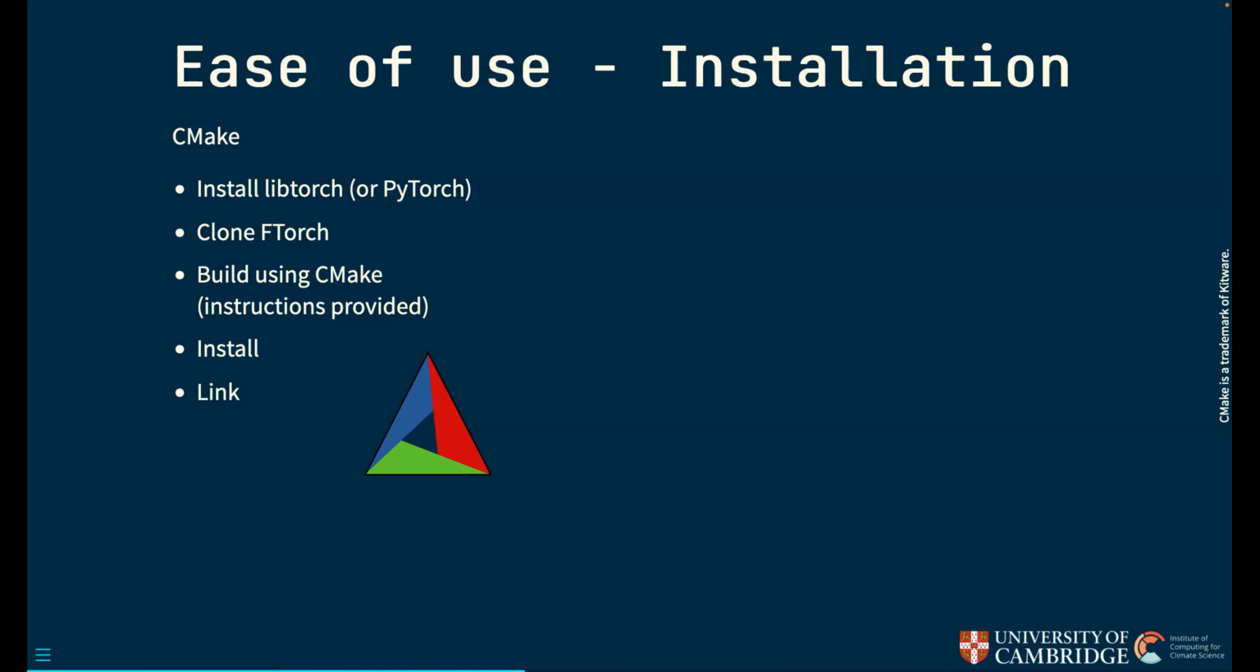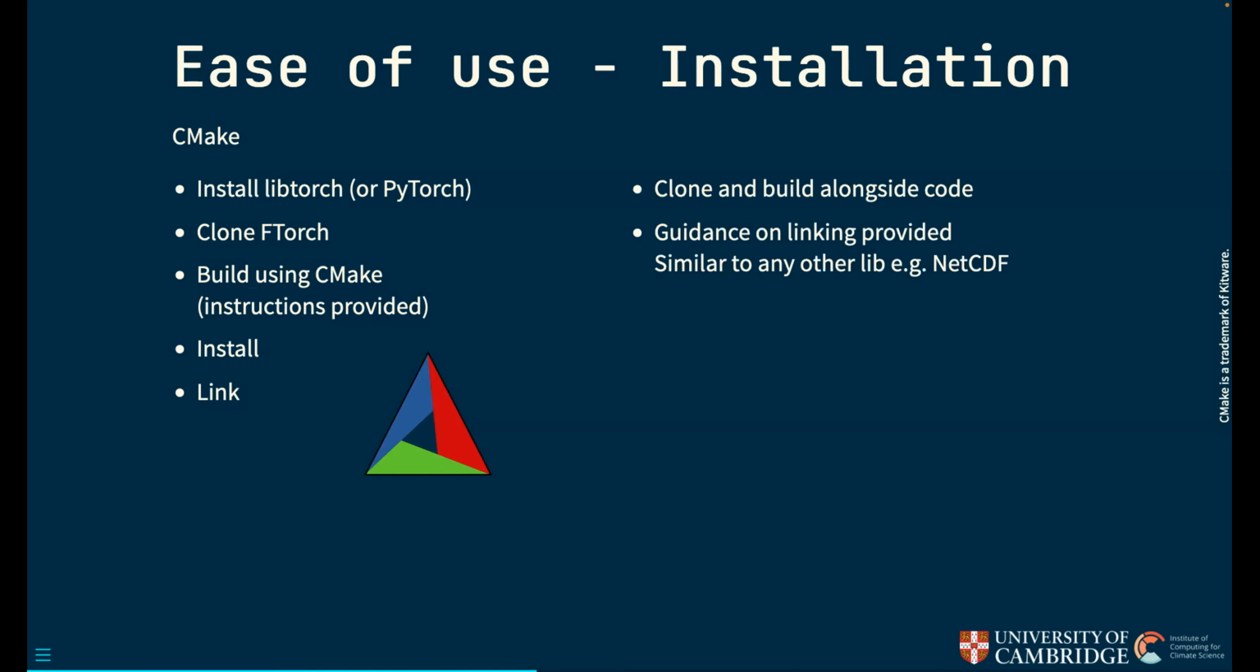So in terms of using it, the installation we've done via CMake. The process for this is to install PyTorch or libtorch, which is available as a download from the PyTorch website. We then clone our library, build it using CMake, install it using the CMake install scripts, and then it's a case of linking to whatever application you want to bind it to.